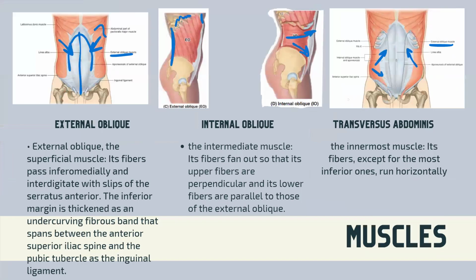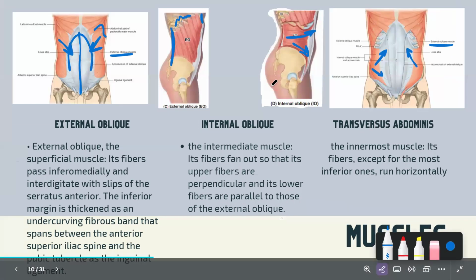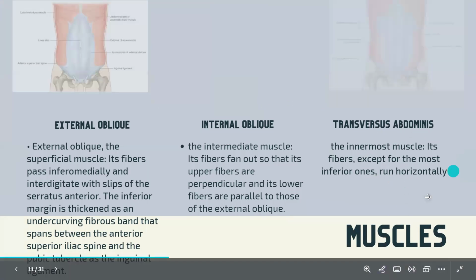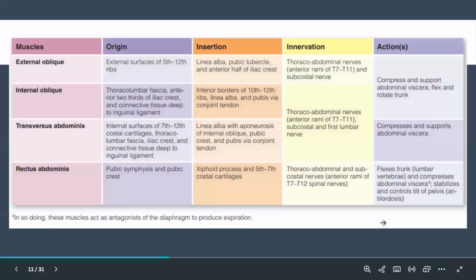So they are perpendicular to the lower fibers and parallel to those of external oblique. Almost the lower fibers are parallel to external oblique, but the major part is in the upper fibers. They are not parallel with external oblique muscle. Now, the exception is the transversus abdominis, which is horizontally directed. So these muscles are named according to the direction.